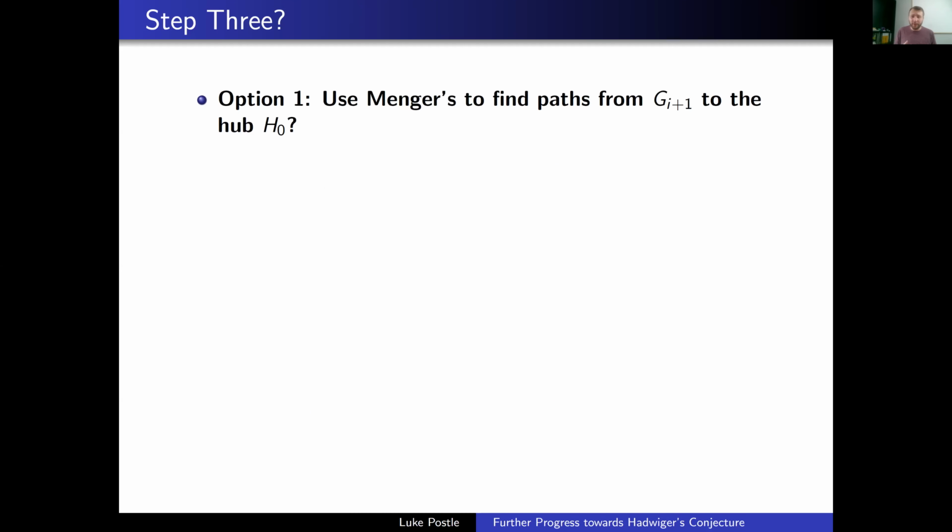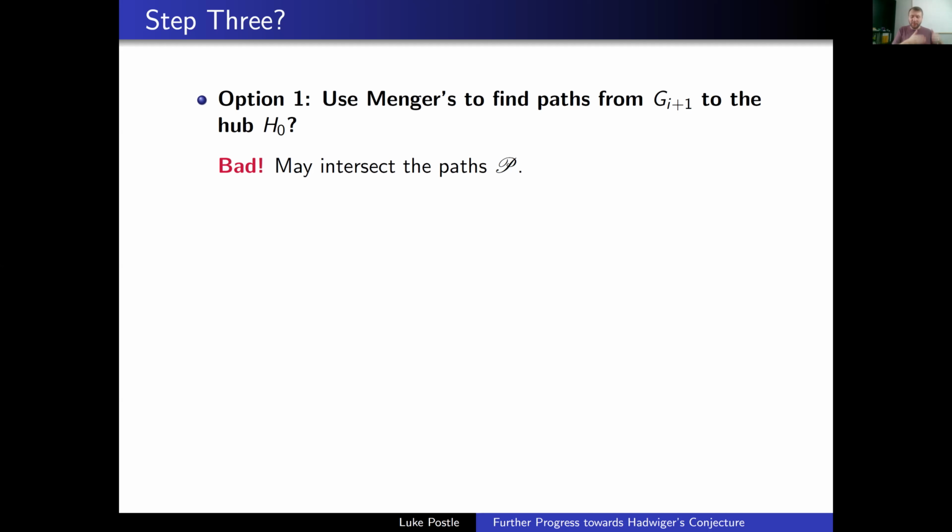So here's option 1. If we knew where we needed to go, you could argue, could we use Menger's to find the paths from G_{i+1} back to the hub and then use the hub to do the linking? Well, this is just not going to work. That's just bad. You're going to intersect the paths, right? There's no guarantee that our paths P haven't blocked off the hub from the G_{i+1}s, or blocked off each other from the G_{i+1}, from this future, right?